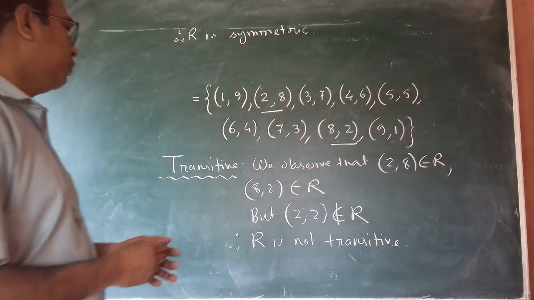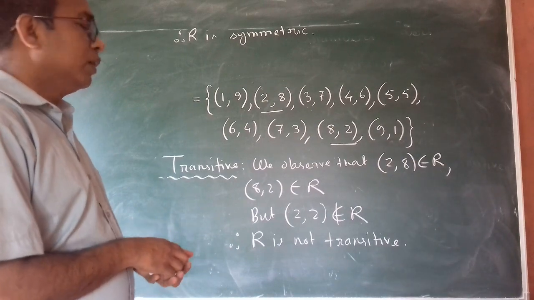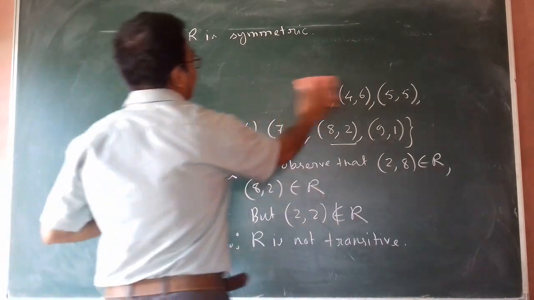So we have discussed all the conditions: reflexivity, symmetry, and transitivity in this example. So let us take one more example.